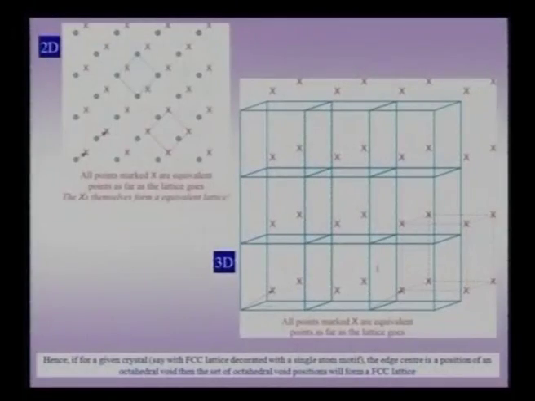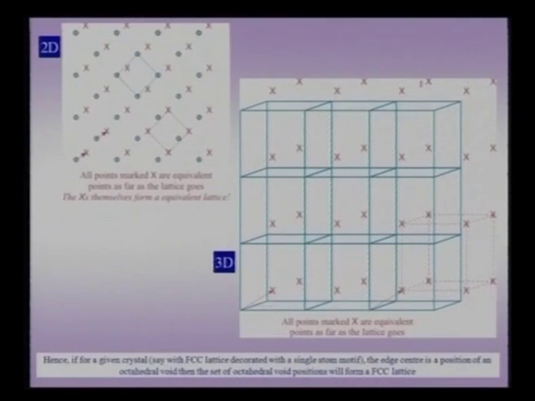Carrying forward this analogy to 3 dimensions, I can do the same operation in 3 dimensions. That means I can start from any origin in the 3-dimensional lattice. For instance, this is a cubic lattice and I can define a vector. Now, this vector will take me to a point x. Suppose I start with this point, it will take me to another point x. If I start here, it will take me to another point x, and so forth.